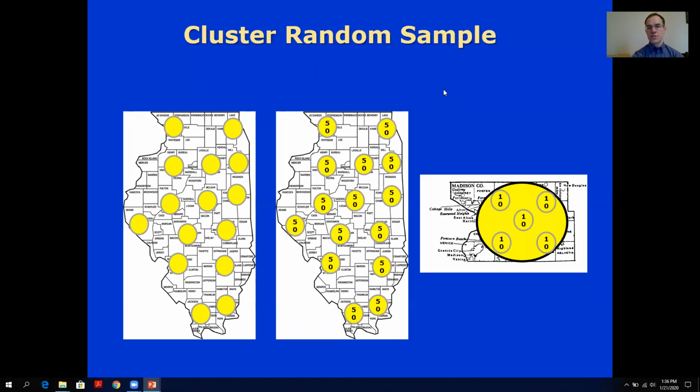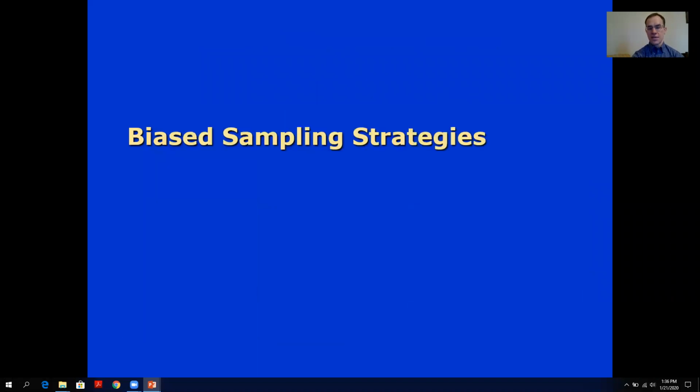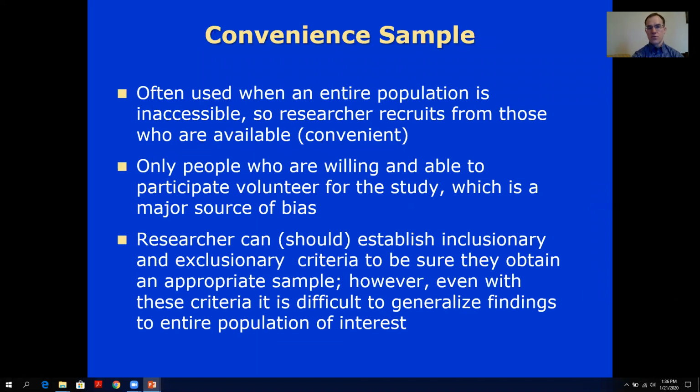So now let's move our attention to biased sampling strategies. The first of which, and the most common in our field, is convenience sample. With convenience sample, it's often used when an entire population is inaccessible. So what researchers do is they recruit from those who are available, who are convenient. Only people who are willing and able to participate volunteer for the study, which is a major source of bias, because you can imagine that there might be a difference between individuals who want to participate versus those who do not want to participate.